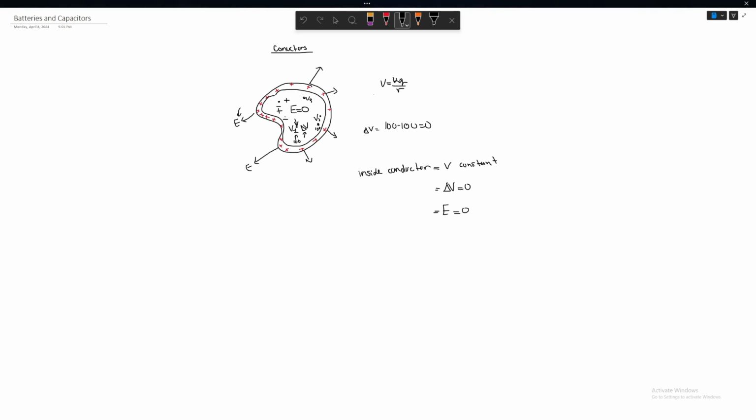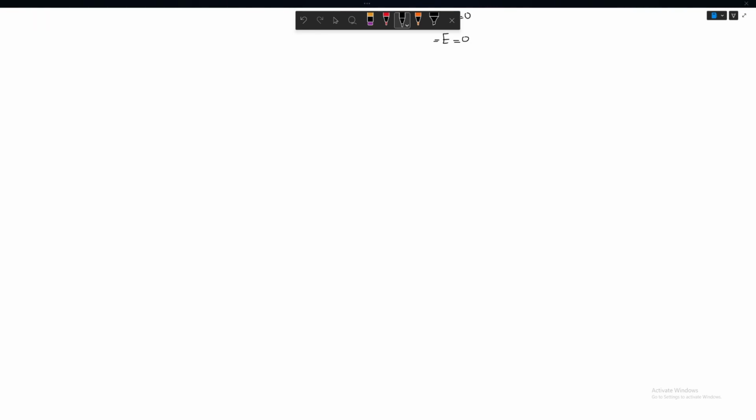Right? So now that we're done with conductors, we're going to move into either capacitors or batteries. I haven't made up my mind yet. Okay, so the first thing I'm going to go through is batteries, actually. And so let's draw a quick typical battery and explain how a battery works. And it's actually much simpler than you might think.